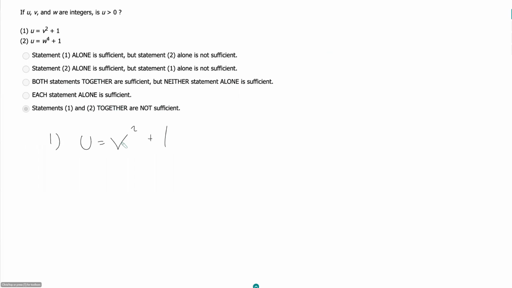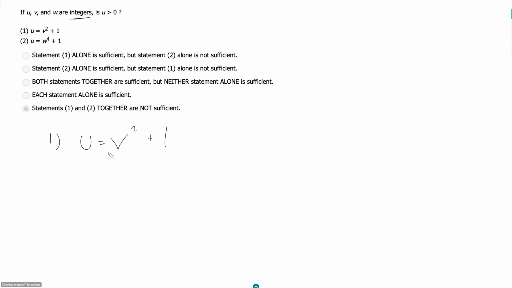Okay, so what do we know about v squared? So first of all, if u, v, and w are integers, that just means they got to be whole numbers. And so one thing that you might wonder is, is 0 an integer? 0 absolutely is an integer. It's not positive, but it is an integer. So we can have negative integers, we can have positive integers, we can have 0.